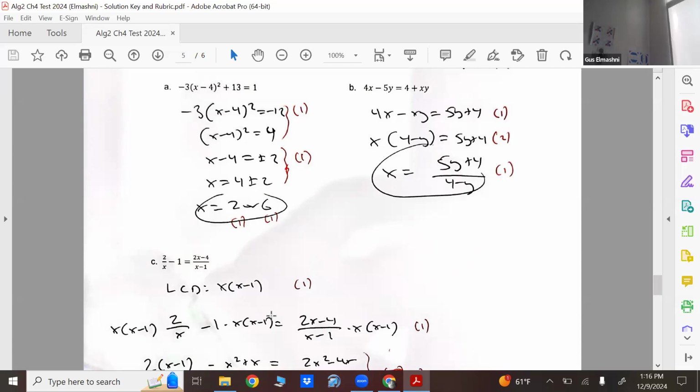So move the xy over and then factor out the x. And then divide by 4 minus y. That's all you had to do. Move the xy over, and move the -5y to the other side. Factor out the x and divide by 4 minus y. That's all you have to do. This will appear again in the final.